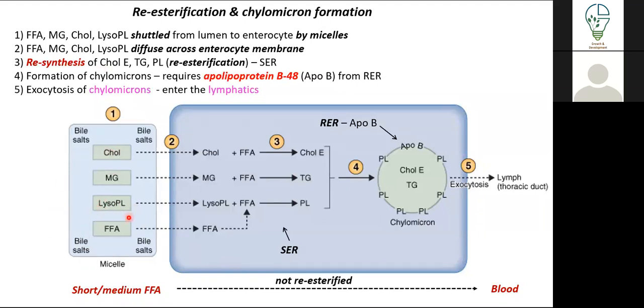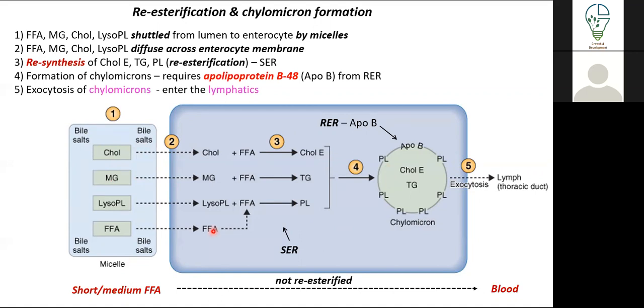All of these will be incorporated into our micelles, our very small, tiny, cute micelles. These can just immediately enter into the cell, no problem. We don't need any transporters. We don't need anything, because it's fat, and the cell membrane is pretty nice to fats, so it will just let the fat enter, no problem. And now we have our cholesterol, monoglycerides, our lysophospholipid, whatever, and our free fatty acids inside of the enterocyte.